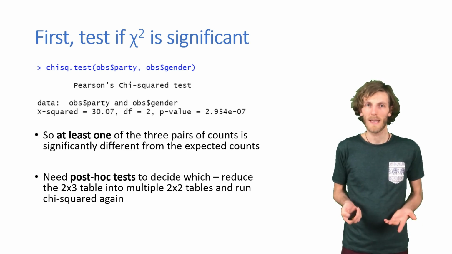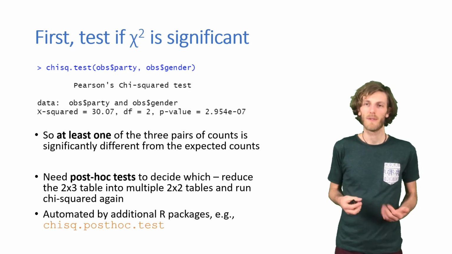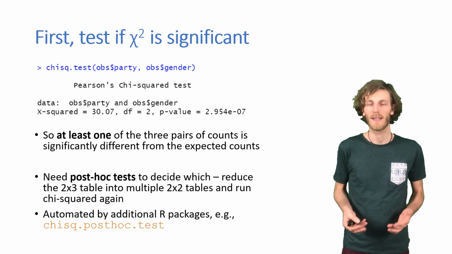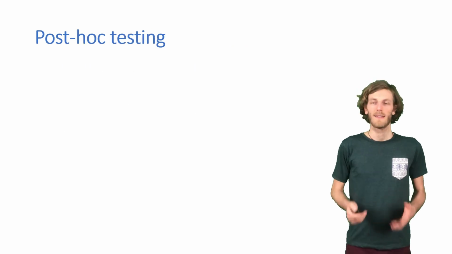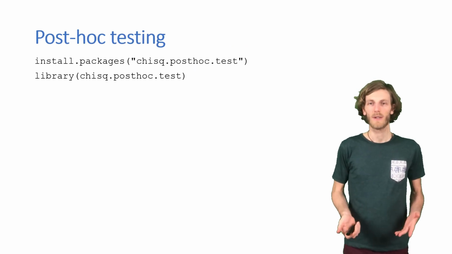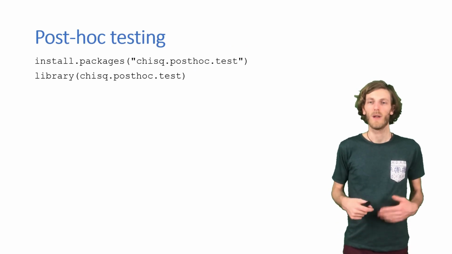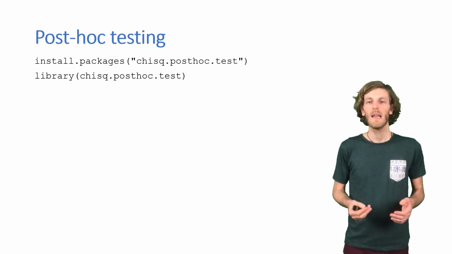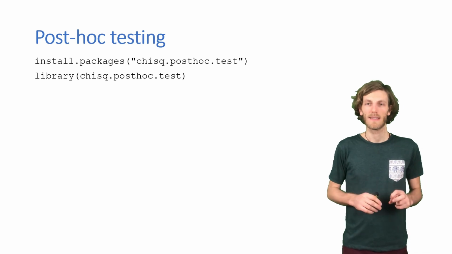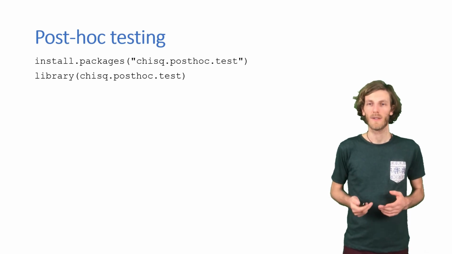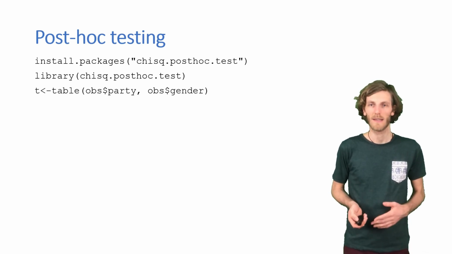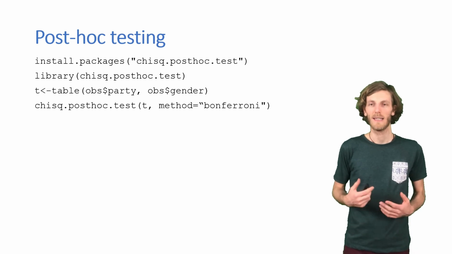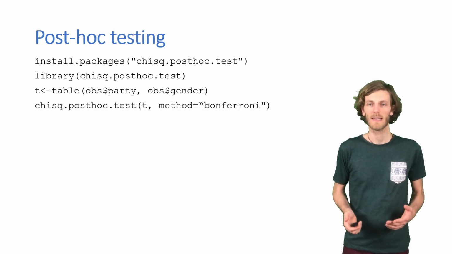Because we don't need to do this manually, we can automate it, for example, with the very small additional R package, chi-squared post hoc test. Since it's a new package, you likely have to install it. In any case, you will have to load it with the library function before you can use it. And then this actually requires the data in a table format, so you need to run the table function. And then we're good to go to get the pairwise comparisons.